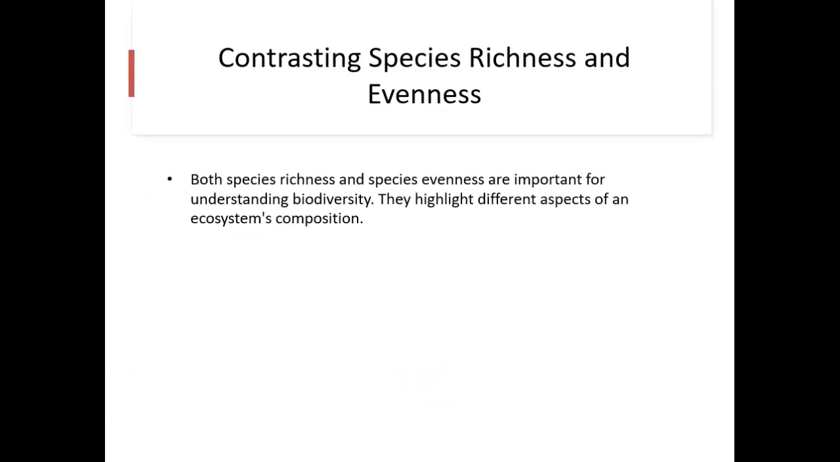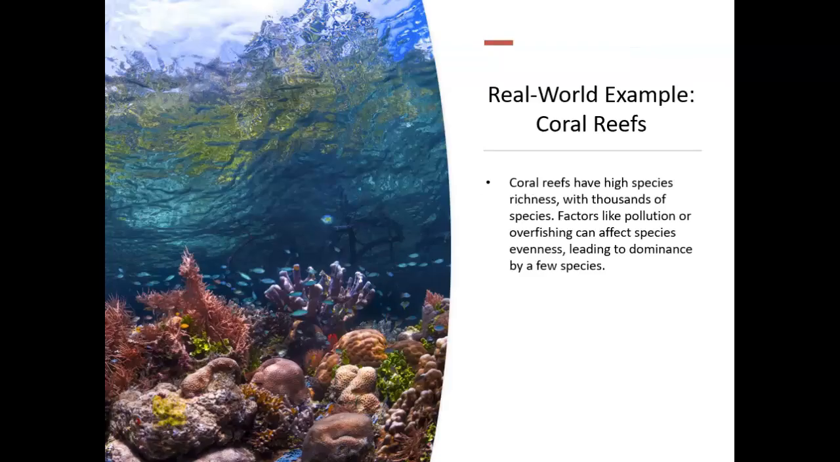Both species richness and evenness are important to understanding biodiversity. They highlight different aspects of an ecosystem's composition. Another real-world example is coral reefs. They have high species richness, with thousands of different species. Factors like pollution and overfishing can affect species evenness, leading to a dominance of just a few species.